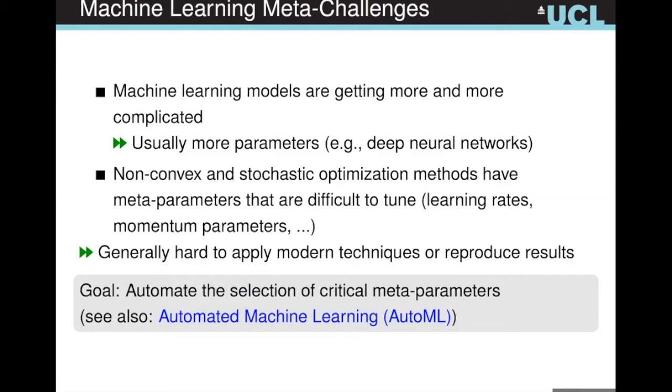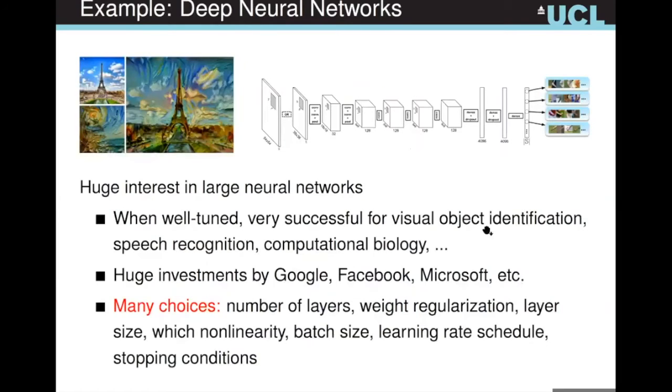I want to give you some more ideas of what kind of problems we could theoretically be solving. For example, if we look at deep neural networks, when they are well tuned, they can be super successful for object identification, speech recognition, computational biology, and a lot of other problems, right? I'm sure you have worked with deep networks quite a bit in the last couple of months. There's also lots of money involved. Google, Facebook, Amazon, Microsoft, Twitter, everyone is putting money into this.